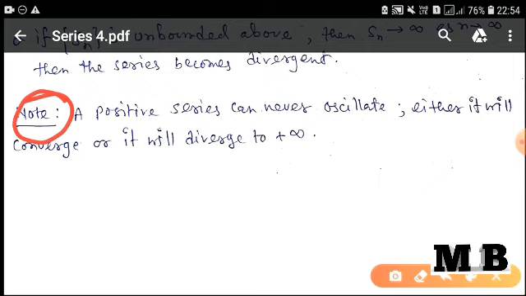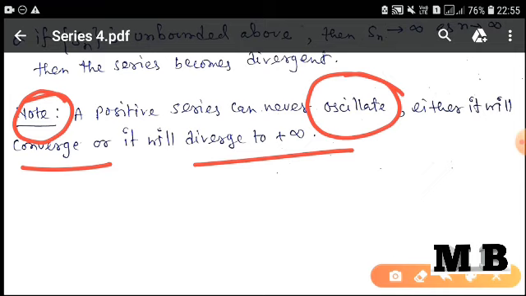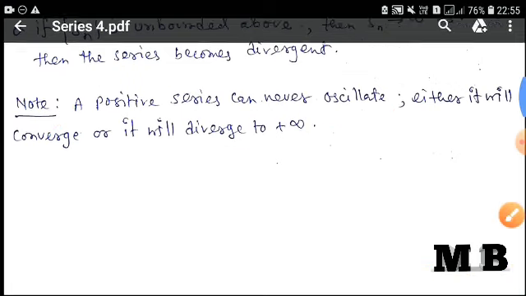Whenever we have a series whose terms are positive, then that series has particularly two choices. It can converge to a certain finite number, or it will diverge to plus infinity. It will never oscillate. That is one of the very important and basic properties of a positive term series.